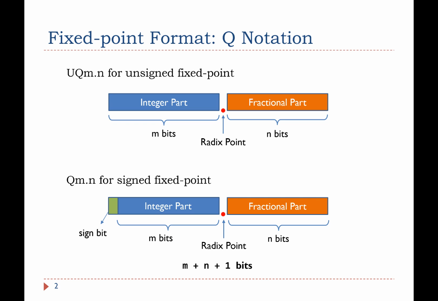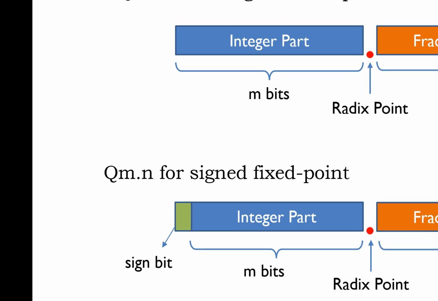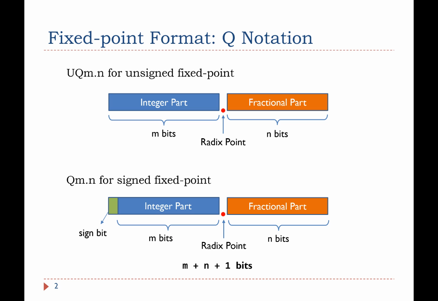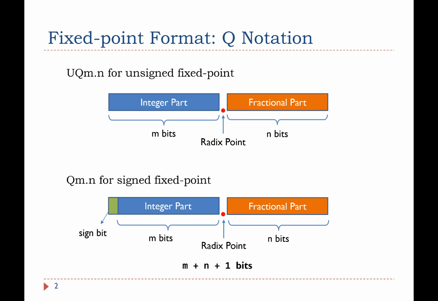We often use the Q notation to describe fixed point numbers. We have UQ for unsigned fixed point and Q for signed fixed point. Each format has two parameters, m and n, where n is the number of binary bits in the fractional part. The definition of m in UQ and Q are different. In unsigned fixed point, UQ, m is the number of binary bits in the integer part.